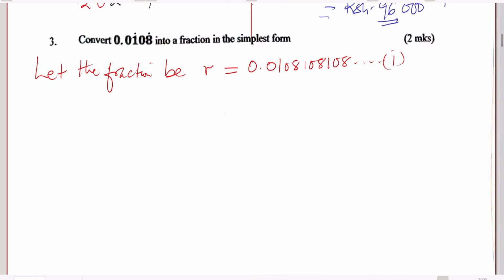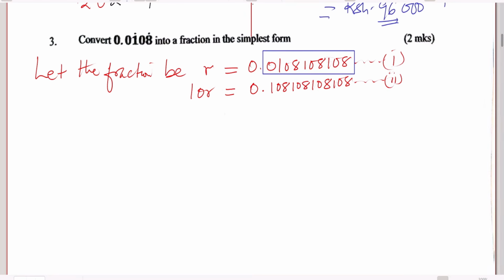Then multiply this fraction r by 10. When you multiply 0.0108 by 10, you'll get 0.108. Remember, 108 is the one that is recurring. So I want you to observe that we are going to proceed by multiplying this fraction by multiples of 10 until we come to a point where the decimal part is uniform.